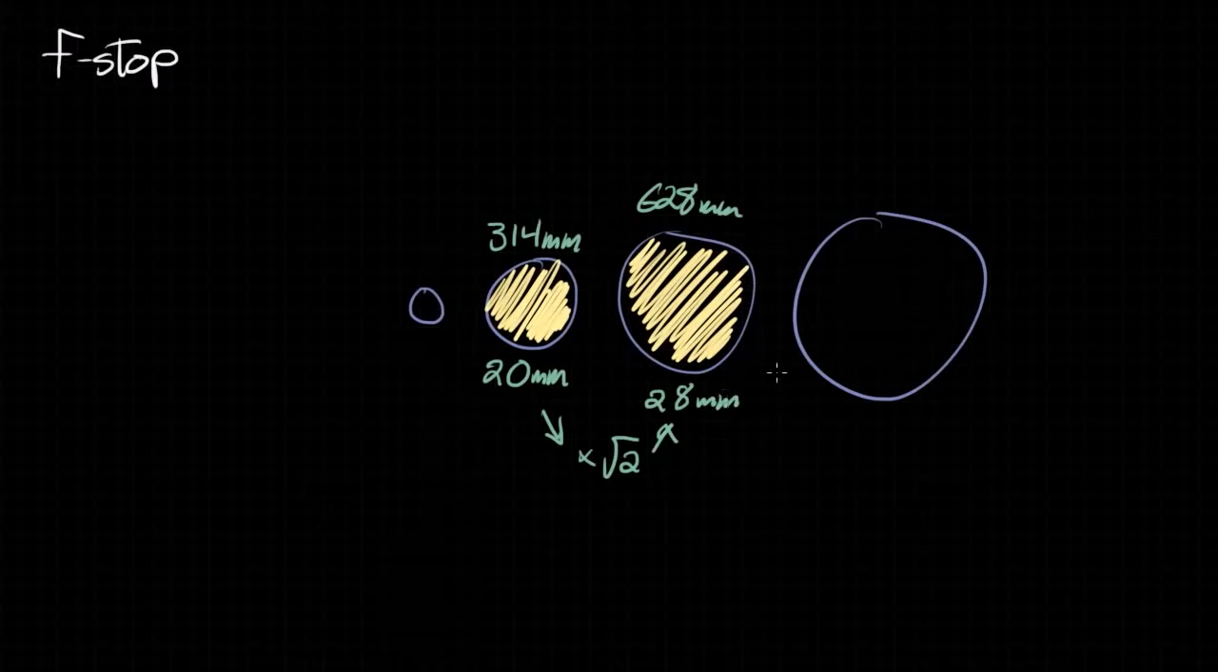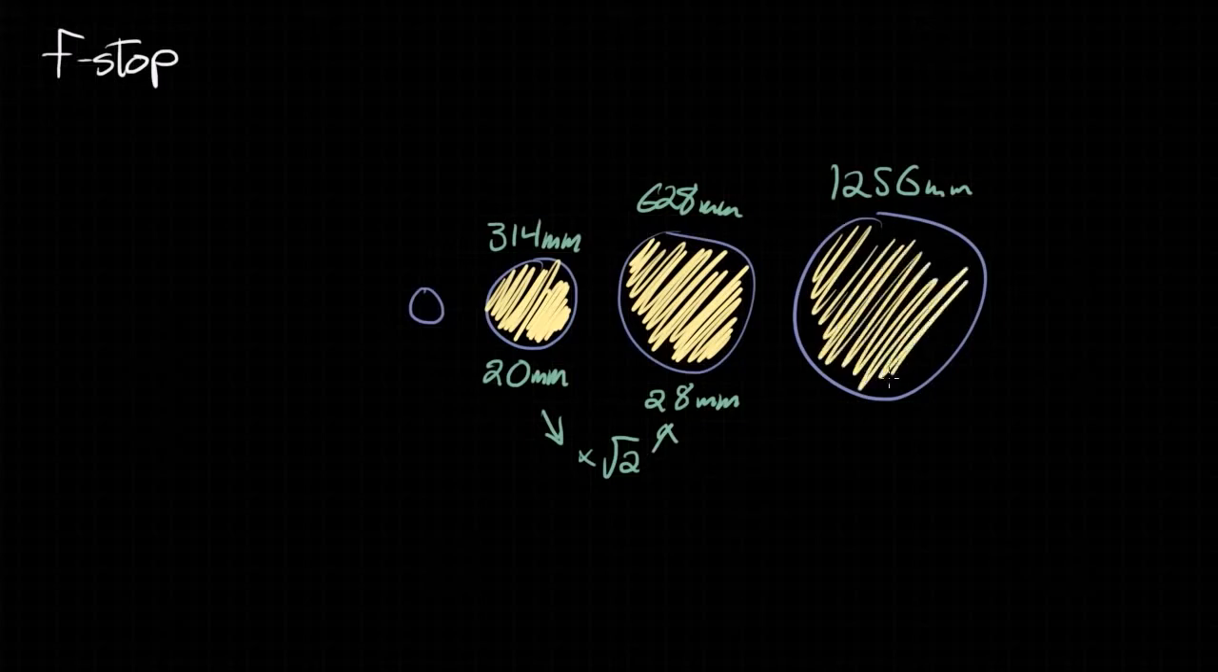So then if we want to go up to the next aperture size, we're going to double the area again, because this is going to let in, again, double the amount of light as the previous aperture size. So again, in order to double the area, we're going to need to take the diameter size and multiply it by the square root of 2. And now we're going to have a diameter of 40 millimeters.